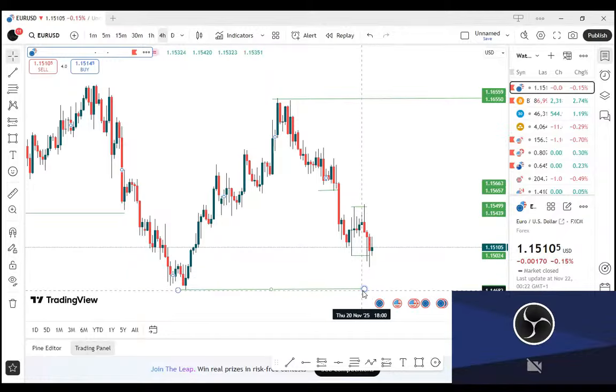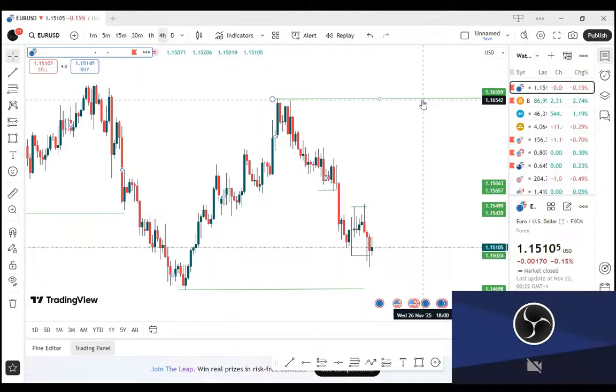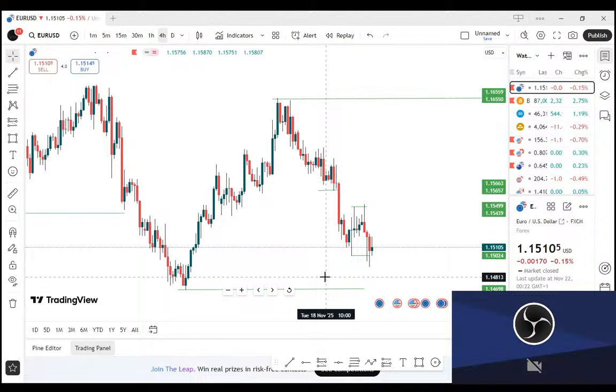So once it came back to this low and you respected it, what happened? It's moving all the way back to this particular high. So this is where I'm still expecting price to drop all the way to. That is my point of interest. That is where I'm looking for a buying opportunity.